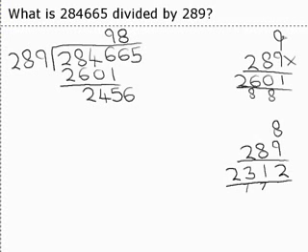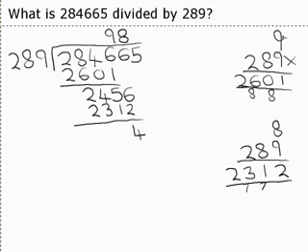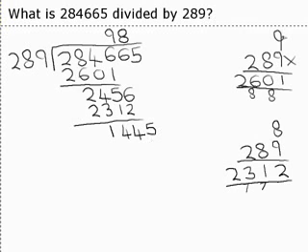and we've got to work out our remainder, so we take away 2,312 here, 6 take away 2 is 4, 5 take away 1 is 4, 4 take away 3 is 1, so we've got a remainder of 144. Bring down the last number, which is a 5, so we're nearly there now. We've got to work out how many 289s are in 1,445.